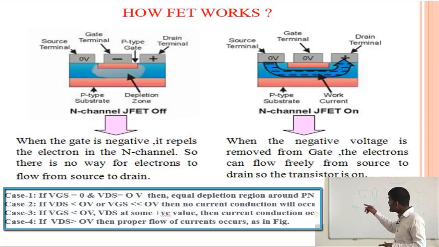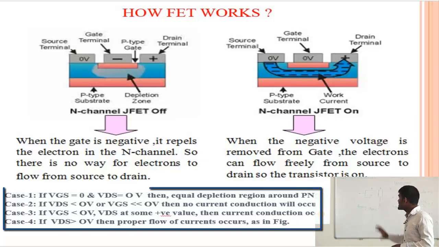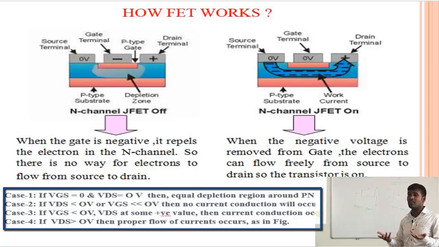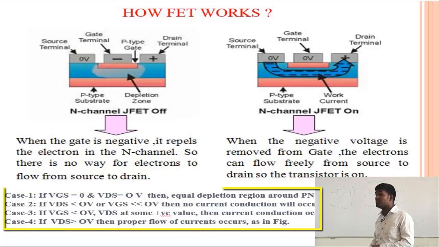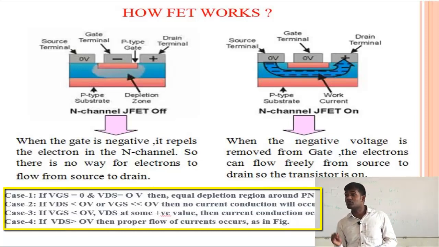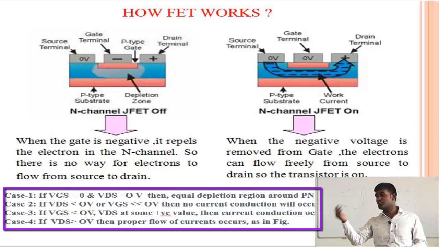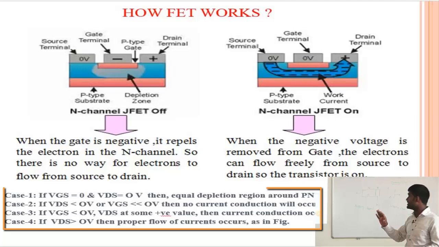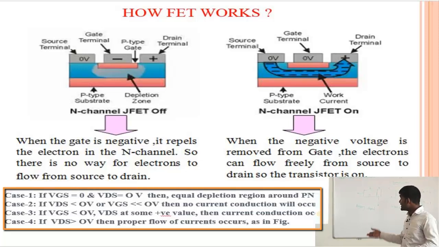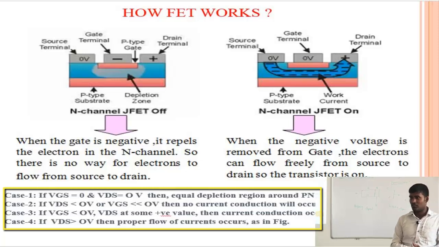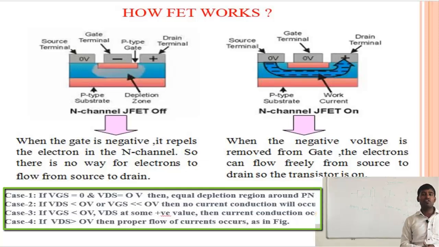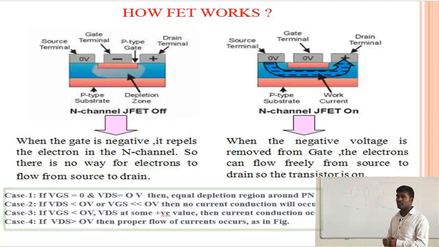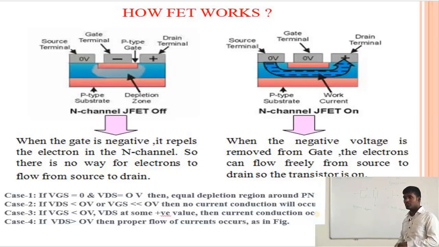In the second case, if VDS is negative and VGS is negative, depletion increases but no current conduction occurs through the circuit. Third case, if VGS is negative and VDS is some positive value, meaning it can be 0 or more than 0: 1, 2, 0.1, 0.2, 0.3, anything. It will give current slowly. If VDS is greater, meaning positive, 0.1, 0.2, 0.3 or 1 volt, it will give more current, or proper flowing of current through the circuit. This figure. Understood?